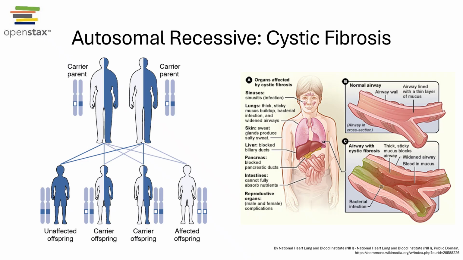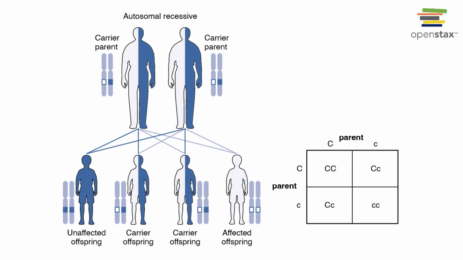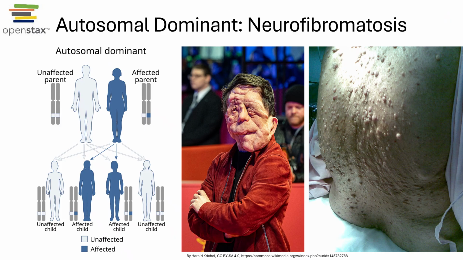An example of an autosomal recessive disorder is cystic fibrosis. Cystic fibrosis is a disease characterized by the chronic accumulation of thick mucus in the organs of the respiratory and digestive systems. If 2 heterozygous carriers have a child, there is a 25% chance that the child will inherit cystic fibrosis. Another inheritance pattern is autosomal dominant inheritance.